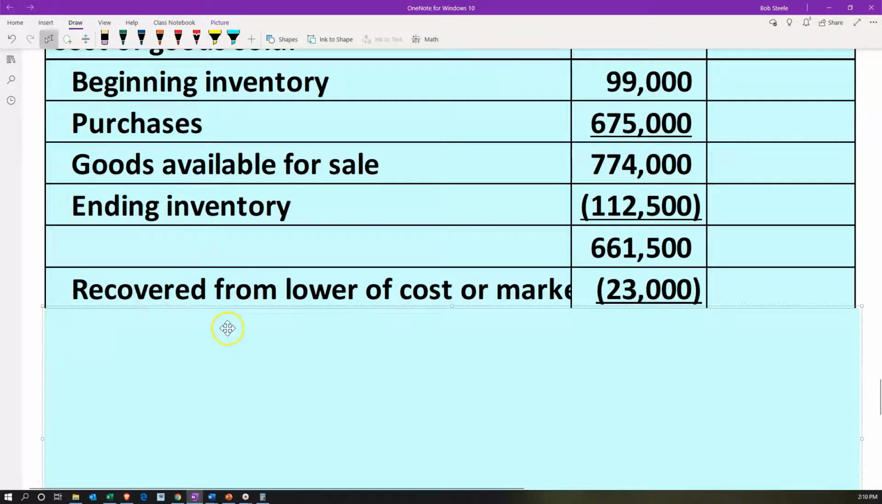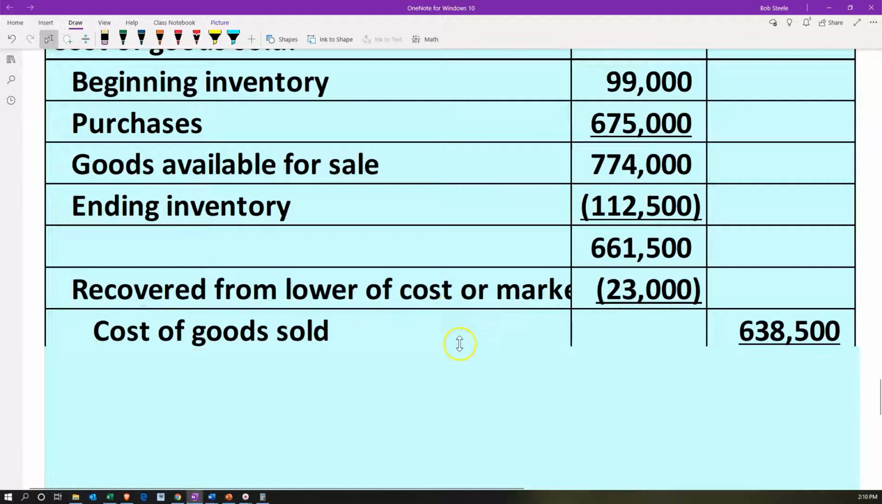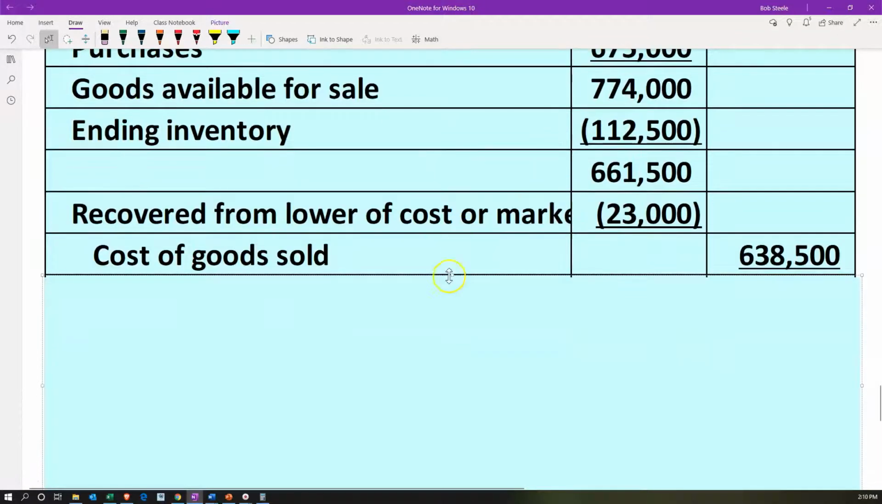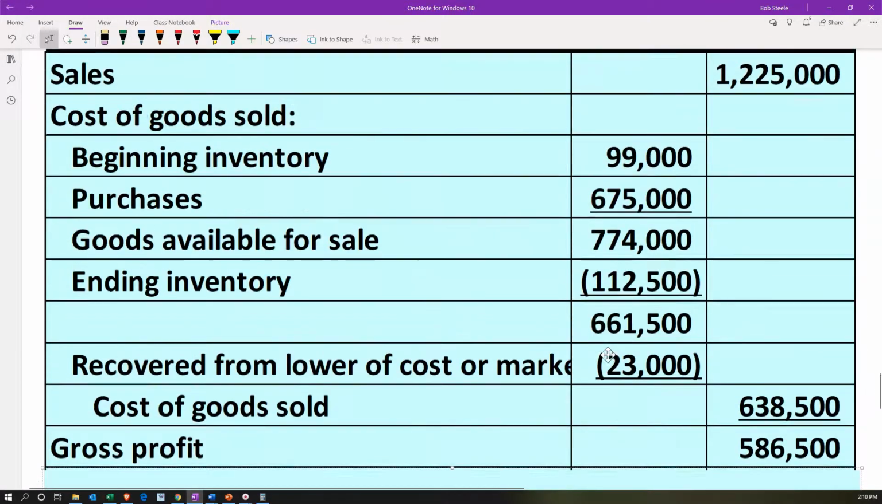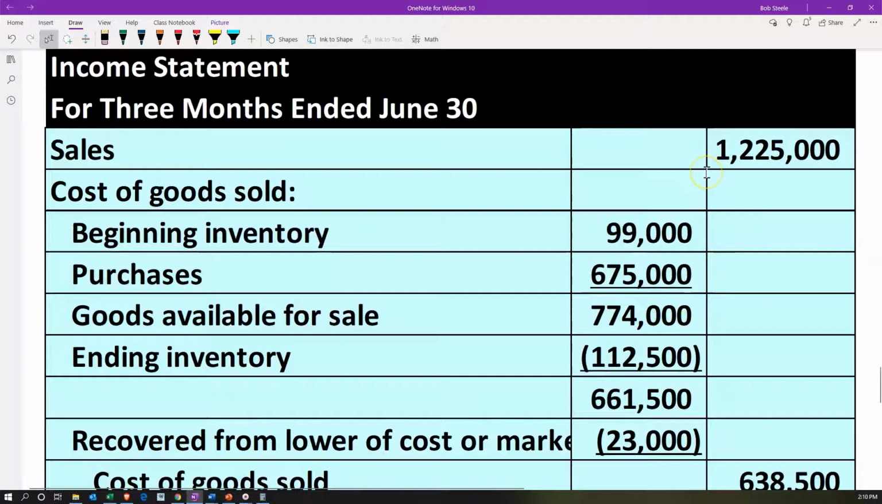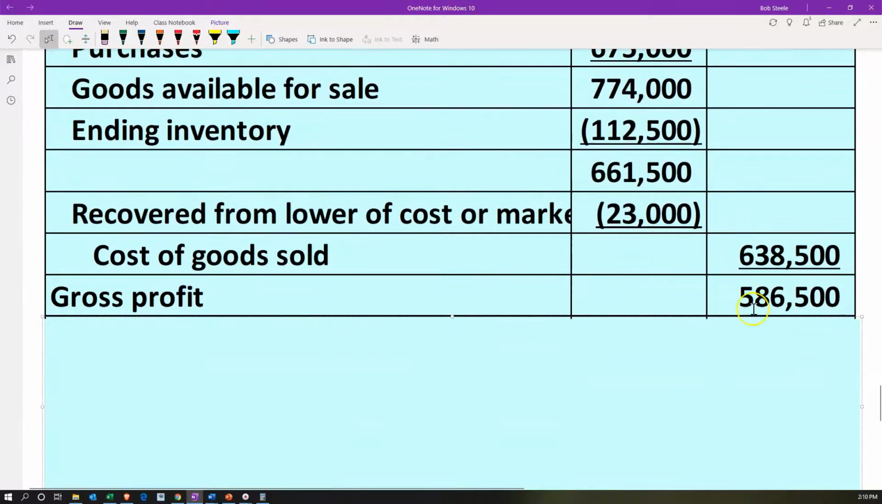So we're going to have this adjustment then for the recovery from lower cost of market of the 23,000. So then the 661,500 minus the 23,000 gives us the cost of goods sold of the 638.5. So we're at the 638.5. Gross profit then is calculated as the 1,225,000 minus the 638.5. So that's going to be our gross profit.